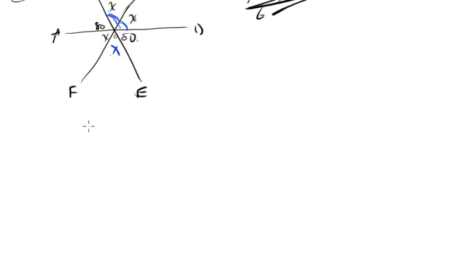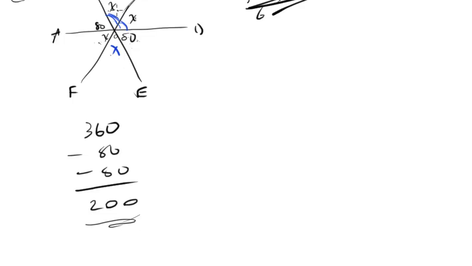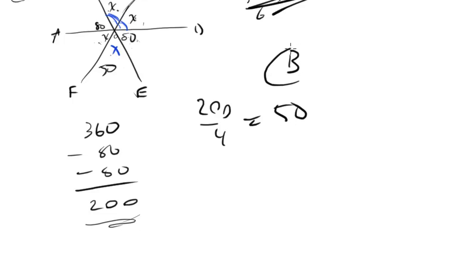Well, we know there's 360 degrees in this circular shape, right? So first things first, we can subtract off these 80s, so minus 80 minus 80. We do that, we're going to get 200. That means there's 200 degrees left for these 4. Well, we just do 200 divided by 4, and that's 50. So each one of these guys is 50, so that's going to be choice B as your answer.